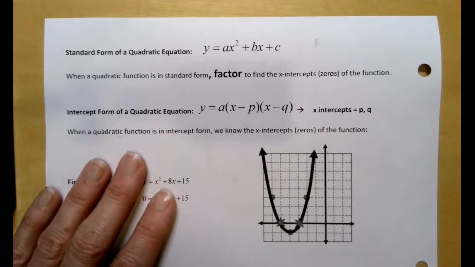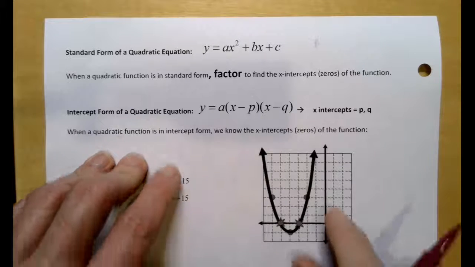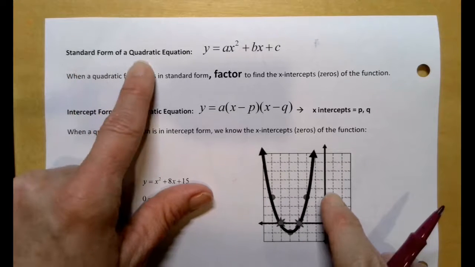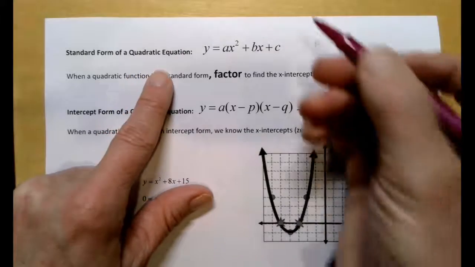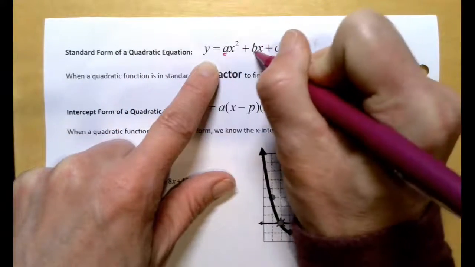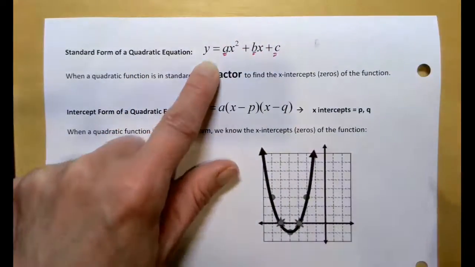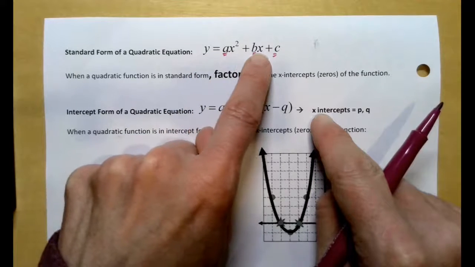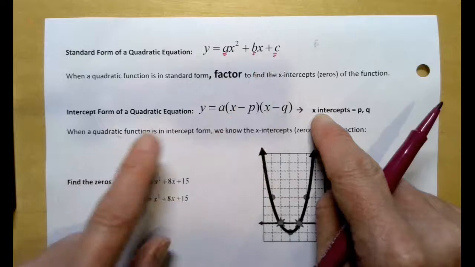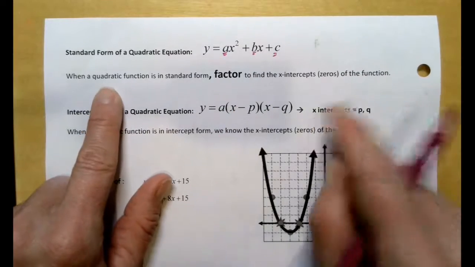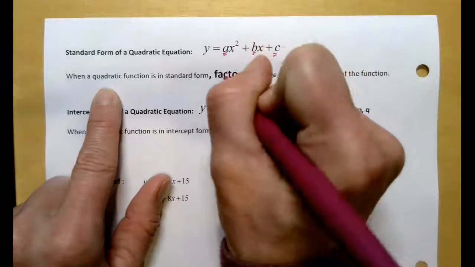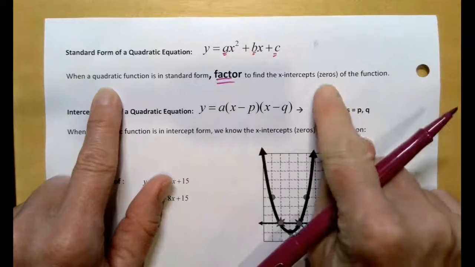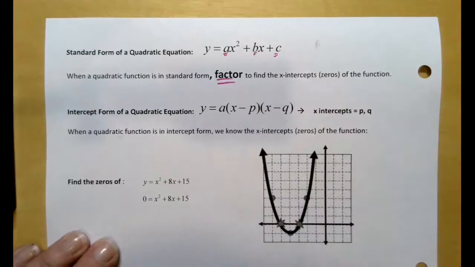Let's flip over and look at the back of the notes. The back of the notes talk about the standard form of a quadratic equation. We have a, b, and c, which are going to be the coefficients of our squared, our linear, and our constant term. When a quadratic function is in standard form, we need to factor to find the x-intercepts or the zeros of the function.